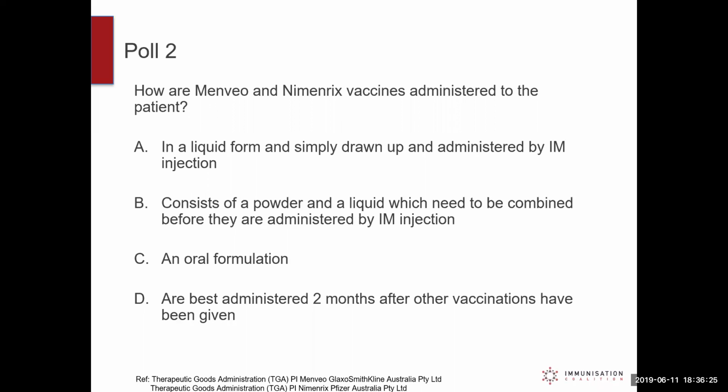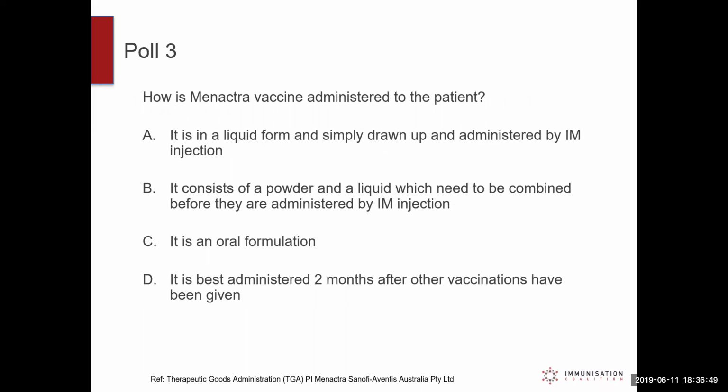Okay. You did very, very well indeed. So the answer is B. These 2 particular vaccines do come in powder form, and you have a liquid accompanying them, and they do need to be reconstituted. And the next one, if you've been delivering Menactra vaccine, how is this vaccine given to the patient?